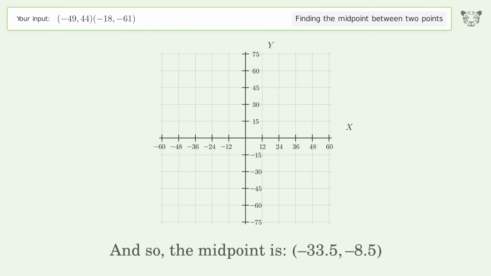And so, the midpoint is negative 33.5, negative 8.5.